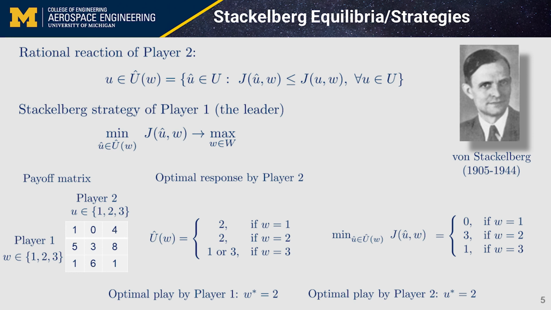Okay, and then these are the minimal values of the cost with respect to U as a function of W. And it's clear from this picture that if the leader wants to maximize this value, it had better pick W equal to 2. So optimal play by player 1 is going to be 2, and optimal play by player 2 is going to be 2. This is basically how the situation works in the simplest possible case.